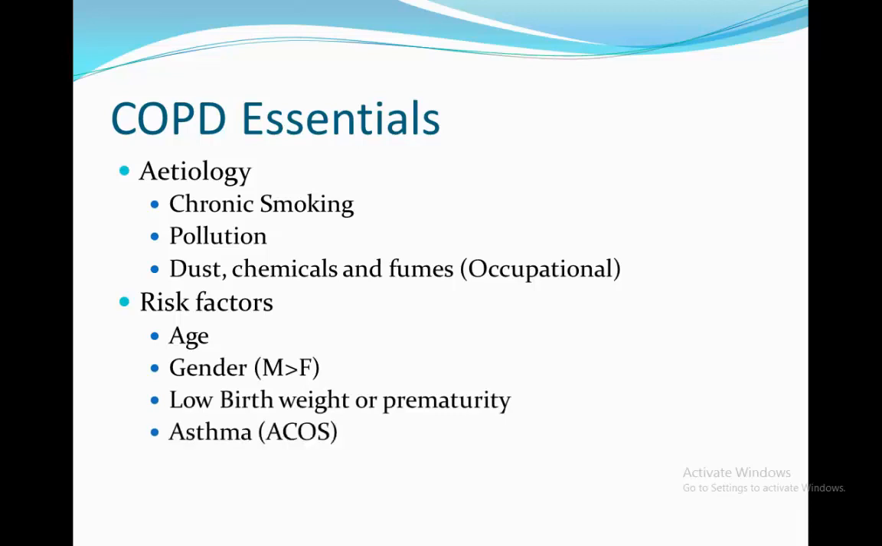Asthma can put you at risk of getting COPD, and it can also coincide with it. We call this asthma COPD overlap syndrome. In alpha-1 antitrypsin deficiency, there's a deficiency in the protein that protects the lung from inflammation.